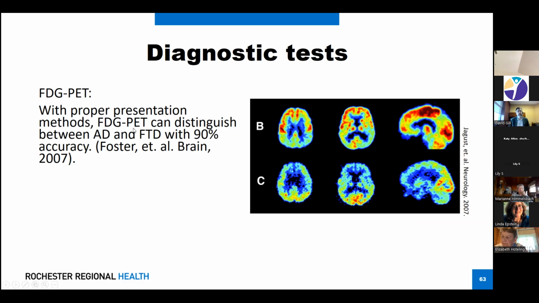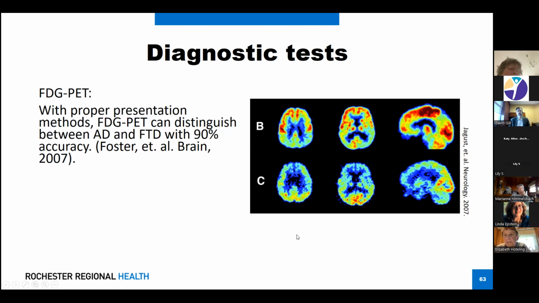The same type of PET scan is used for cancer, which is a glucose, a blood sugar PET scan. And the reason it's so accurate is that on the top is somebody with Alzheimer's disease that shows lack of activity in the back of the brain. Somebody with frontotemporal dementia has lack of activity in the front of the brain. And so this test is something we use quite commonly in our clinic.